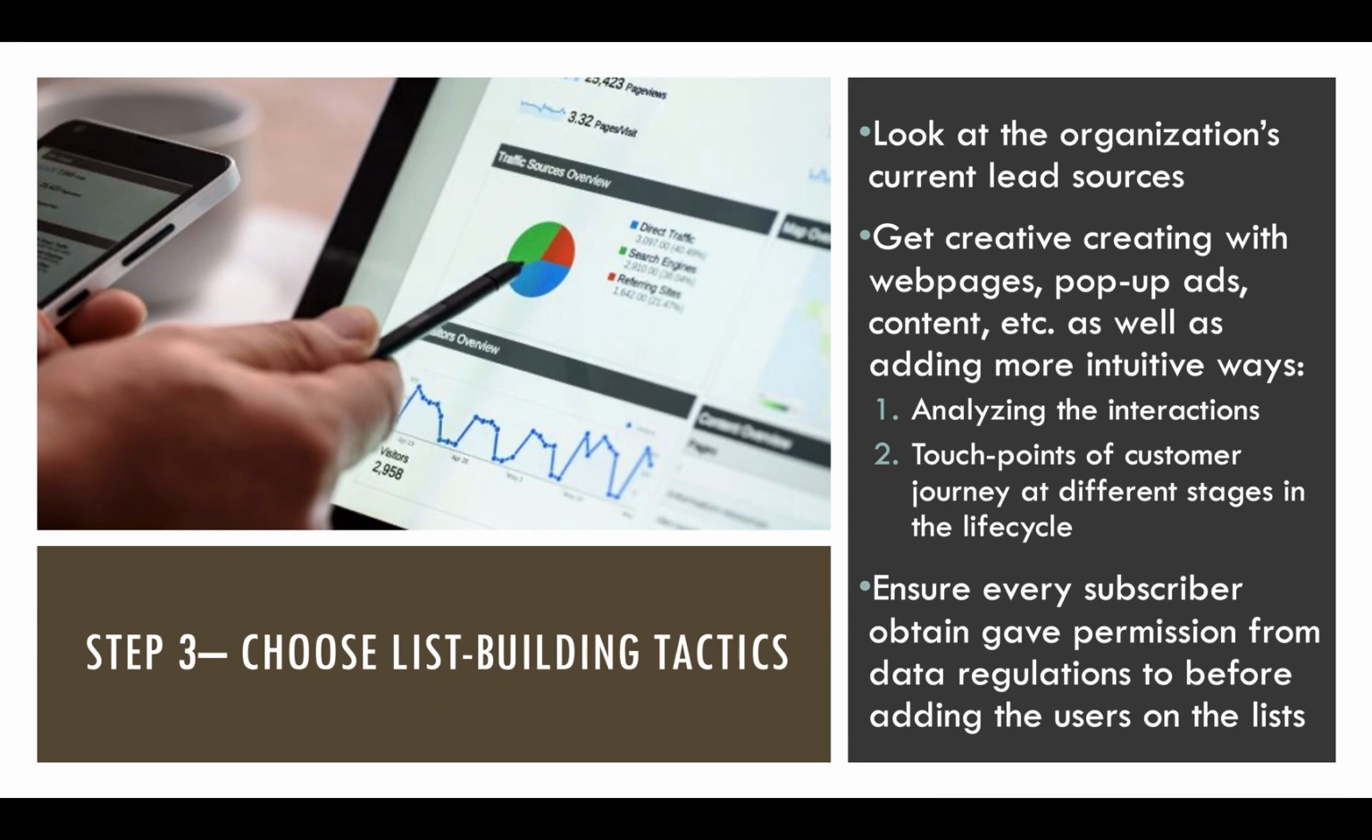The third step would be to choose list building tactics. You would need to look at your organization's current lead sources. Get creative when you're using this, such as web pages, pop up ads, content, as well as adding more intuitive ways. And this would be examples of analyzing the interactions with the consumers on these examples of the web pages and pop ups, as well as what the touch points of customer journeys are at the different stages in the life cycle.